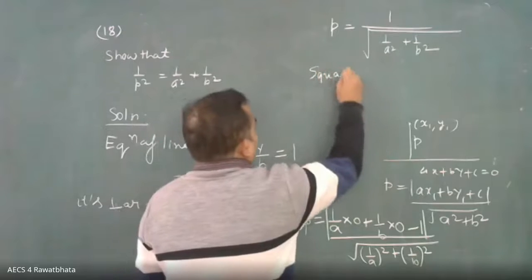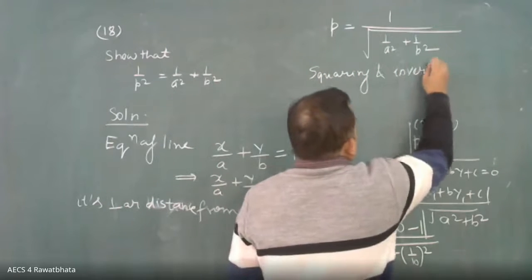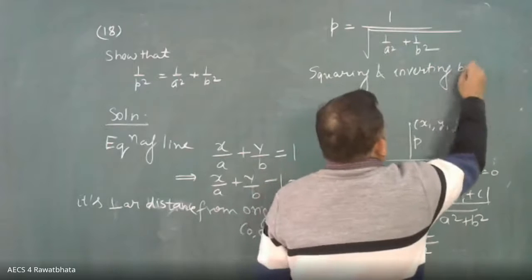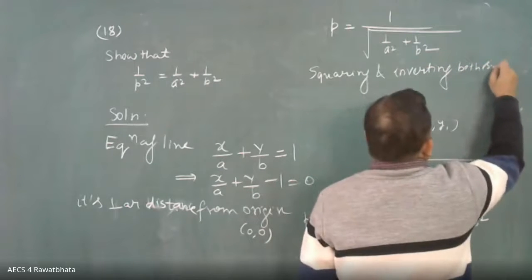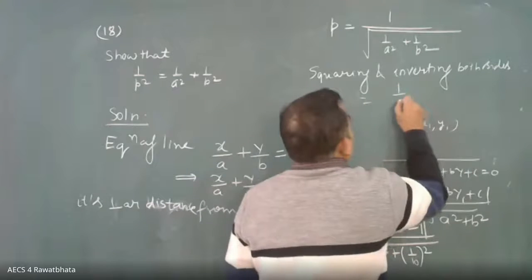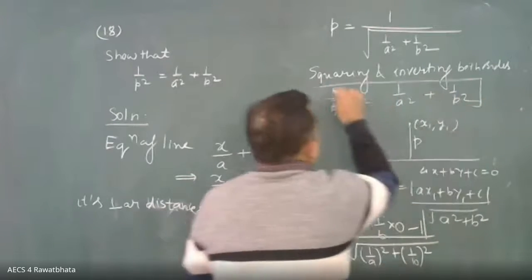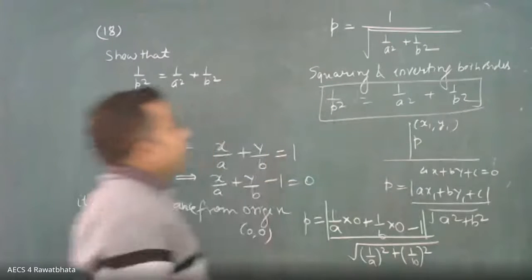Squaring and inverting both sides, upside down, okay? So 1 upon p square equal to 1 upon a square plus 1 upon b square. That's it. This only you have to prove, and you have got it.